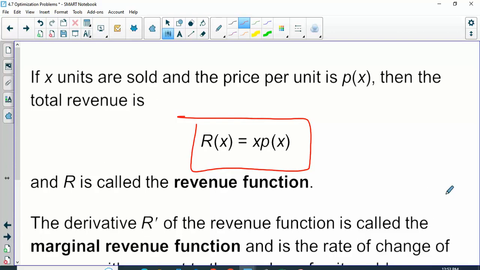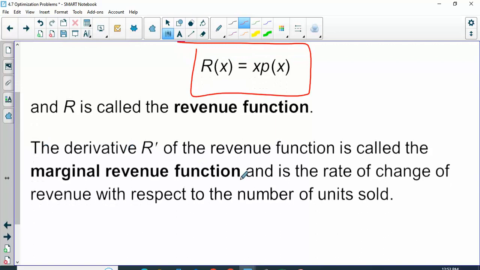Basically the number that you're selling times the price you sell them for. That gives you the revenue, or the amount of money you bring in. And if you're worried about how to maximize that or make the most out of it, then we're looking at marginal revenue, or the derivative. So the derivative tells us how this stuff is changing.